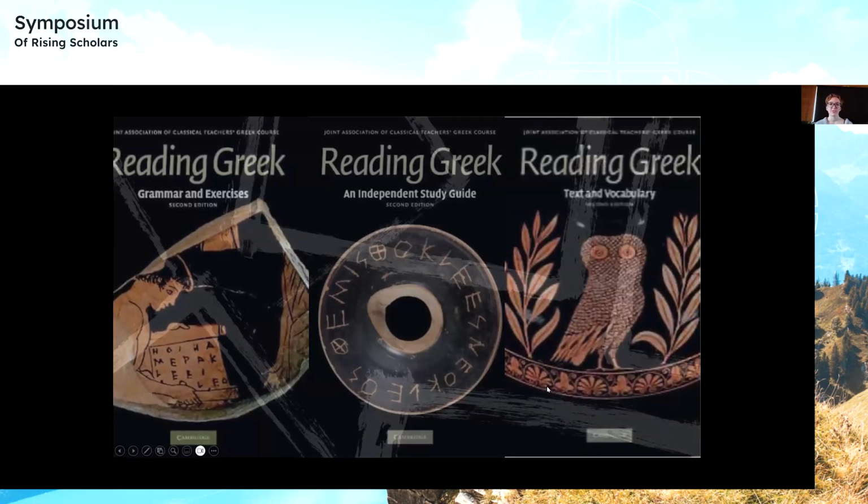So here I've included just the three books that I used for my study, which pretty much gave me the foundations of my project. On the very left-hand side, the grammar and exercises included the majority of information I learned in my independent study. And on the very right-hand side, the text and vocabulary included practice translations for me to start practicing and vocabulary lists for me to memorize. In the middle, the independent study included the answers to both books and just a thorough guide to how to finish these books.